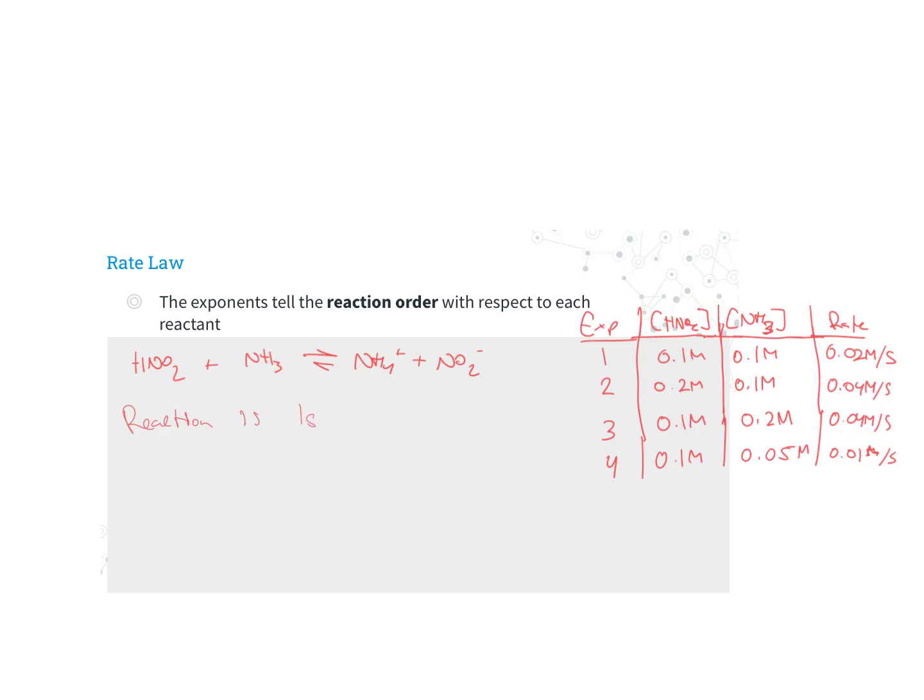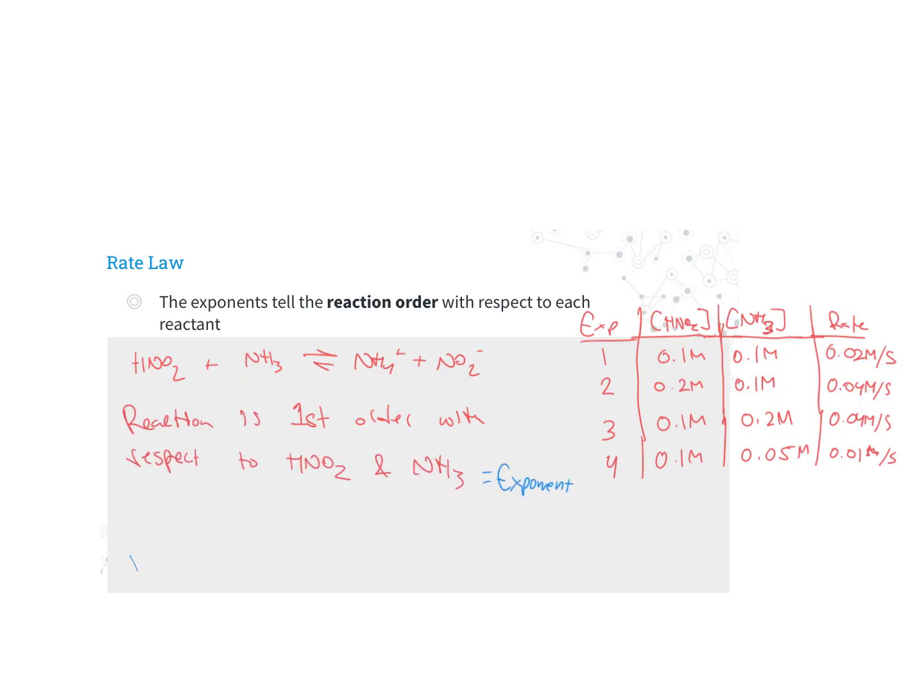This kind of phenomenon says that the reaction is first order with respect to HNO2 and NH3, because doubling it will also double the reaction rate. That makes it first order. And that is what the exponent essentially means in our rate law.